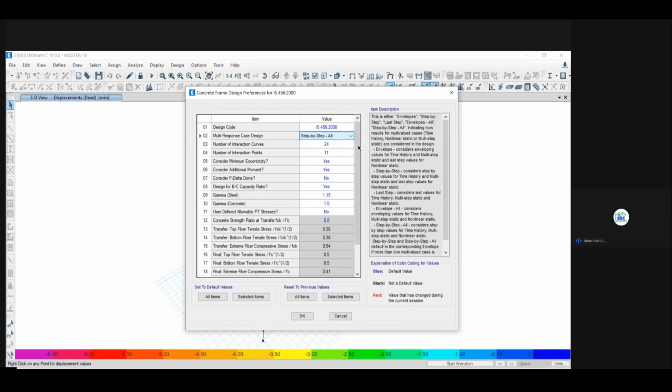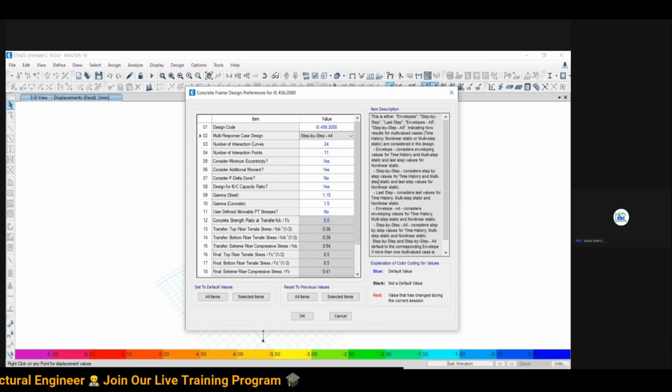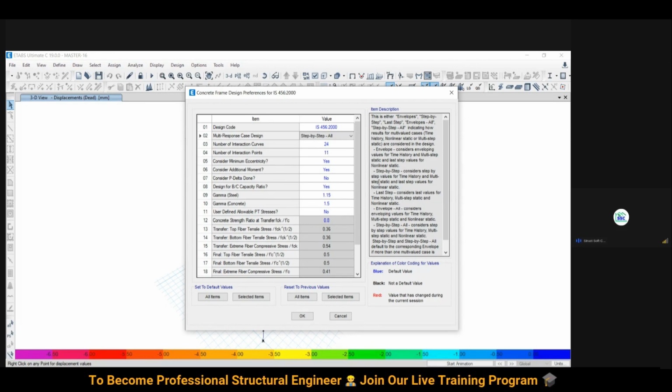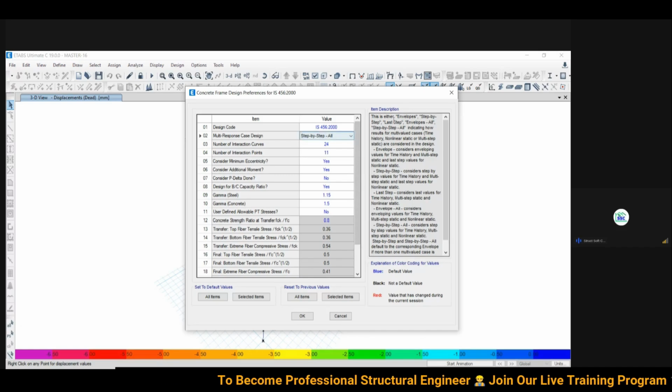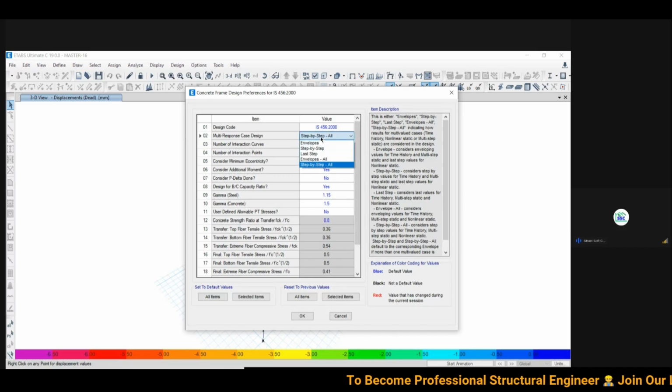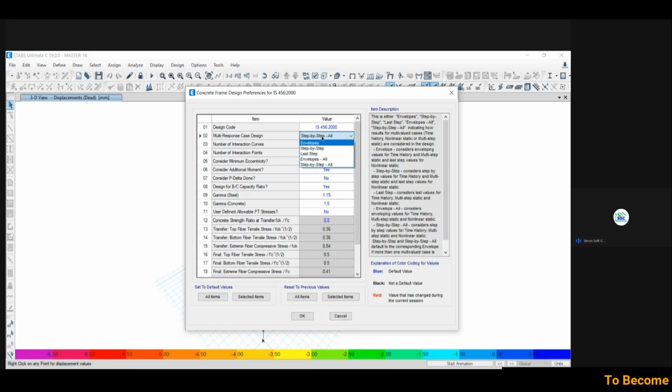So it actually comes into important concern when you are going to perform iterative-based design, especially for the design. As of now we don't need to focus on this. We just have to take the default option, a step by step approach for the design.